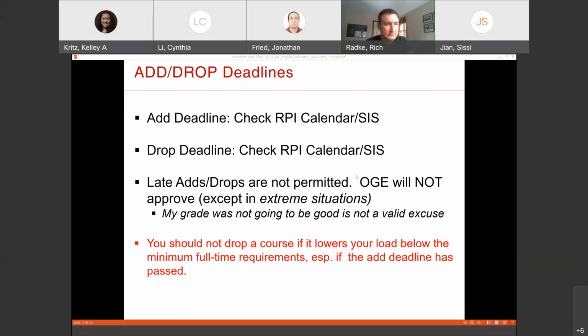I was just going to mention the drop deadline is March 4th. Okay. So March 4th is a long way away. By that time, you should know how well you're doing in a class. But keep in mind that after that date, you're stuck with the class, right? The Office of Graduate Education doesn't really approve late adds or late drops. I mean, they don't like it for undergraduates and they really don't like it for graduate students. And just saying, oh, I think I'm going to be doing badly in the course is not an excuse, right, for a late drop or a late add. So just make sure that your ducks are in a row when it comes to planning your courses.